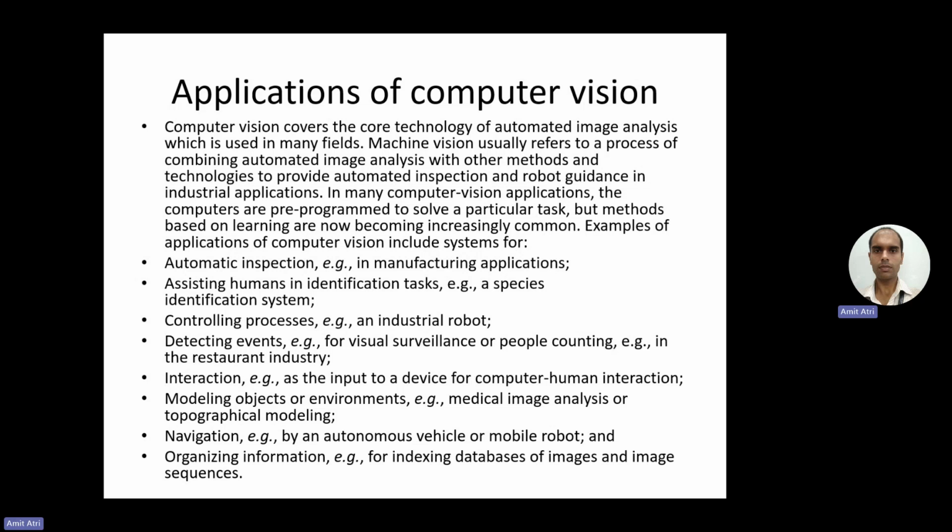Okay, the next is interaction, as the input to a device for computer-human interaction. We can use computer vision for interaction between computer and human. Then next is modeling objects or environments, so this could be in medical image analysis or topographical modeling. The next is navigation in autonomous vehicles or mobile robots, and organizing information, which could be for indexing databases of images and image sequences.